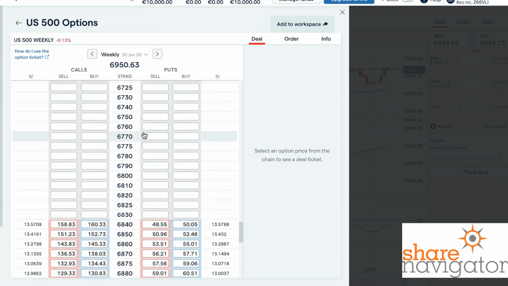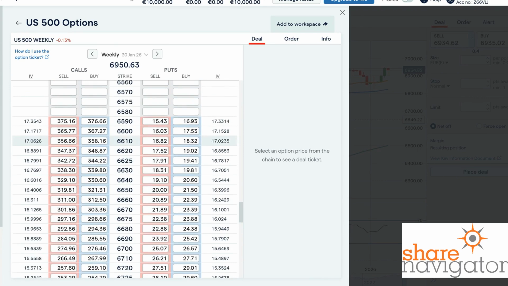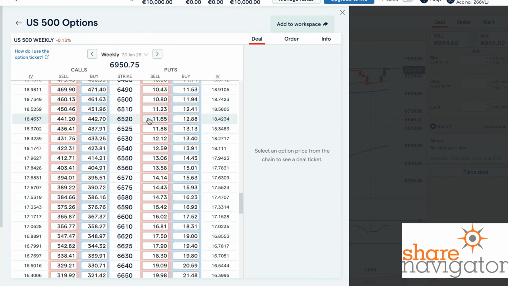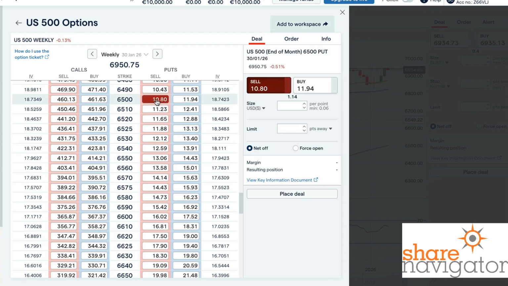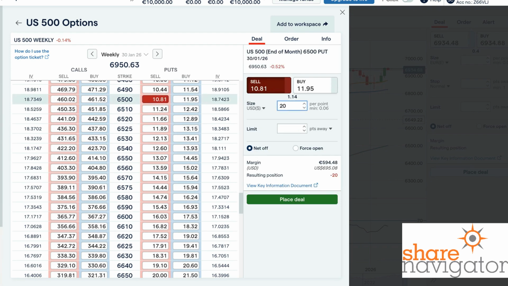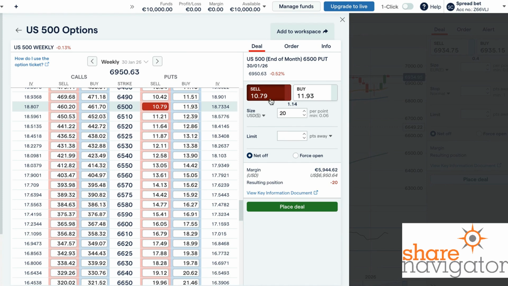The strike I'm looking at this moment in time is 6,500. So we're looking at selling the 6,500 puts. And the size for a 10K account I'm looking at is 20 per point. So in other words, we would make 20 times $10.79 here, which is, let's call that $220 in this particular trade. And what we would want to happen between now and the end of January is the S&P 500 to stay above 6,500. This moment in time, it's at 6,950.